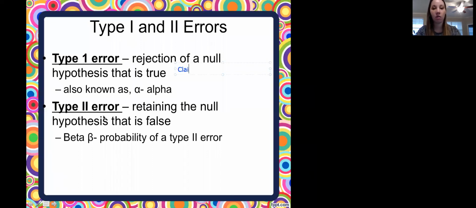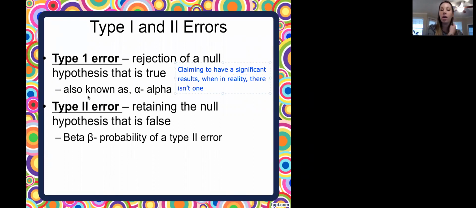So claiming to have a significant result when in reality there isn't one. So type 1 error is where we claim to have significant results. We're rejecting the null hypothesis. However, the null hypothesis is true. So there isn't a significant result happening. So that's type 1 error. That's the one type of wrong conclusion you can make.